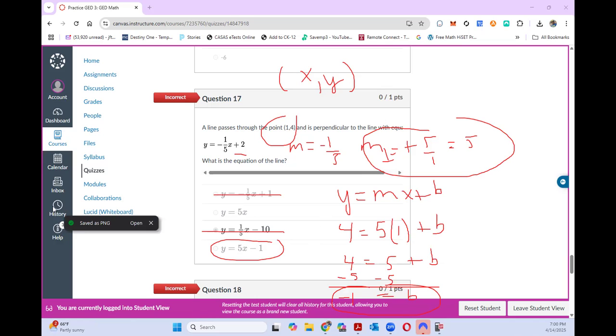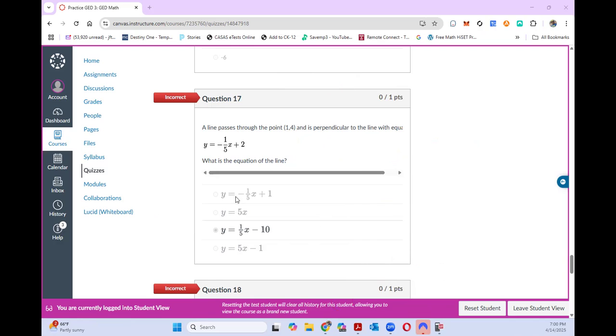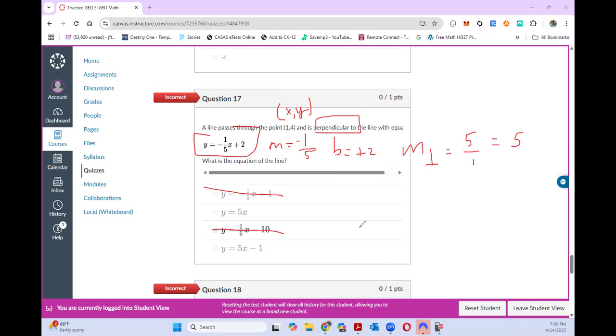When you go into a problem, identify what's given. Right away, when you look at this problem, I got a point, that's my x and my y. They gave me an equation. My slope is -1/5 and my y-intercept is plus 2. I got to find the perpendicular, the negative inverse. So my slope of my perpendicular is 5 over 1, which is 5. So I know it's not A. I know it's not C. So even if I got to guess, I got a 50-50 chance to get it right.